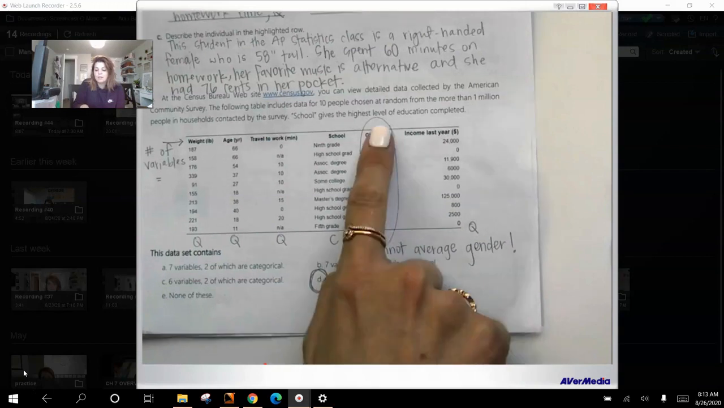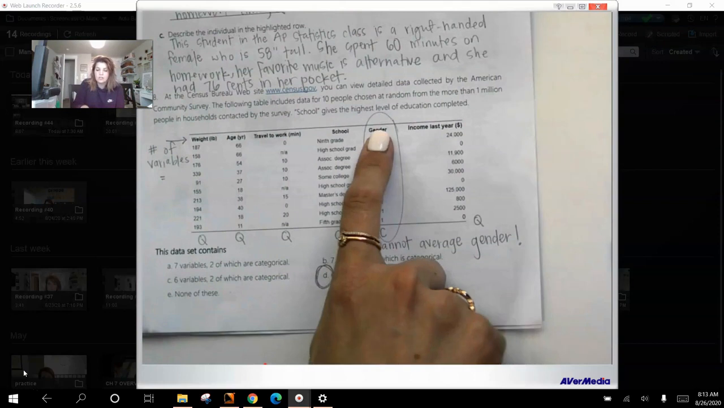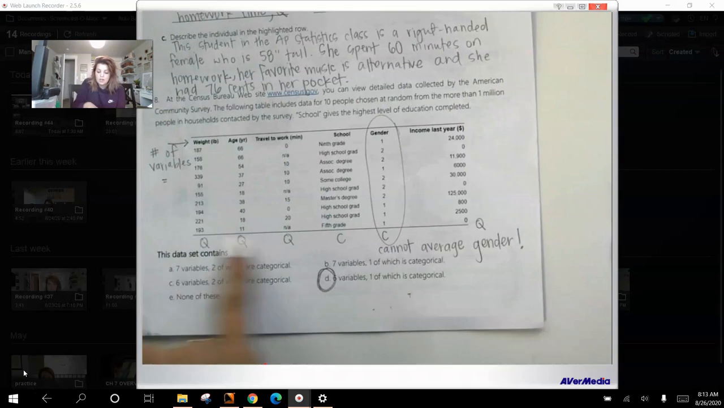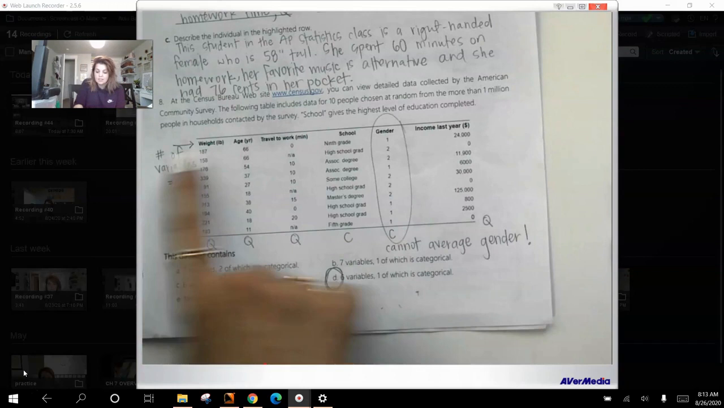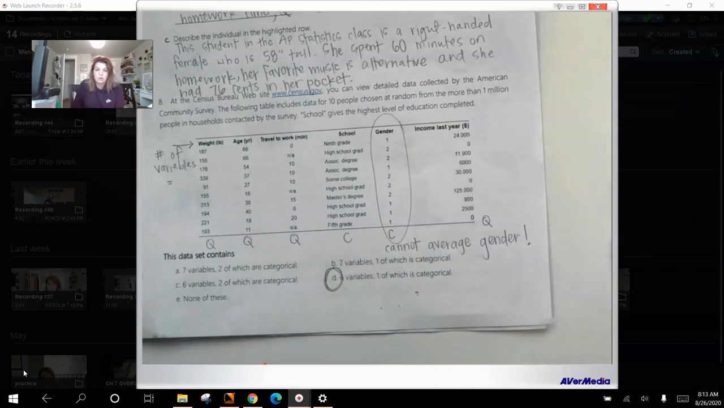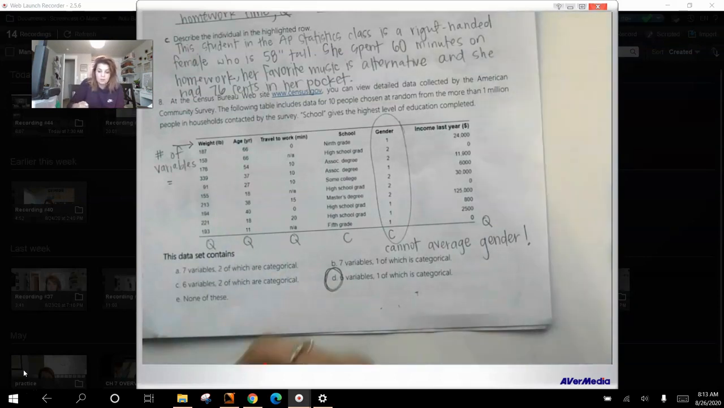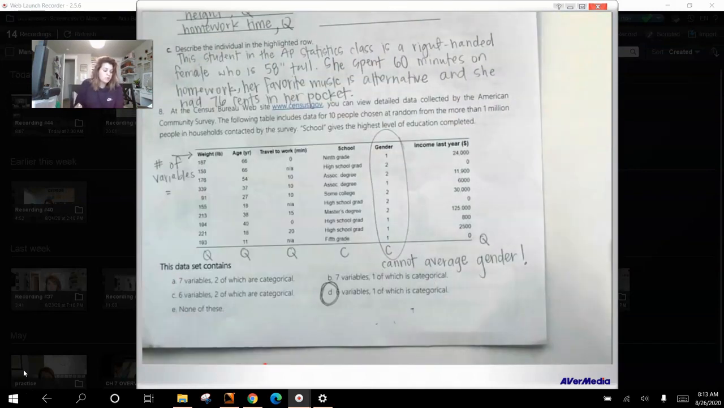So we had to recognize here that even though they coded it as a 1 or a 2, gender is always categorical. To help myself down here at the end of each one, I just labeled it Q or C, and then it was really easy for me to say, okay, 6 variables, 2 categorical. So make sure that when you're going through these tables, you're actually going through and really analyzing or carefully looking at the data. Don't just look at the numbers without really matching up. Okay, gender, 1, 2, school, travel time, so on and so forth.